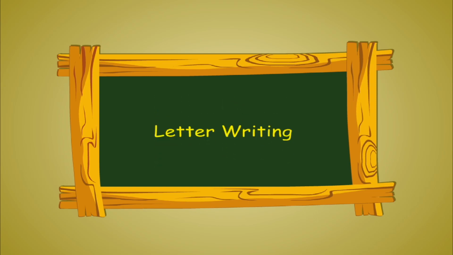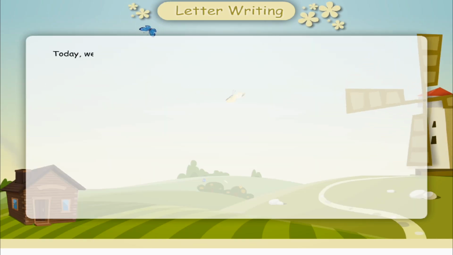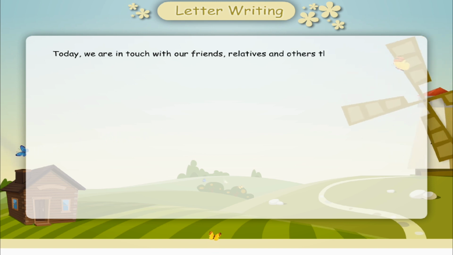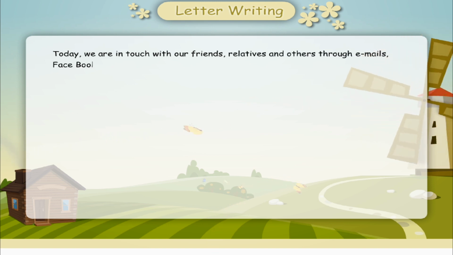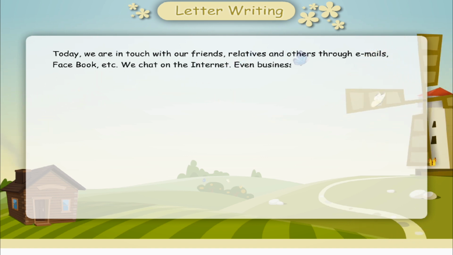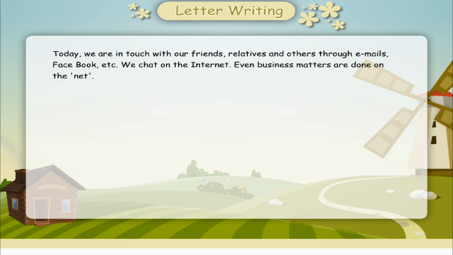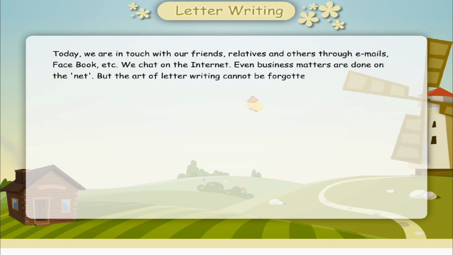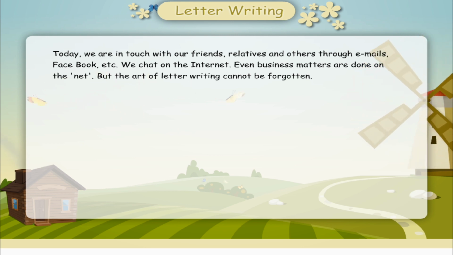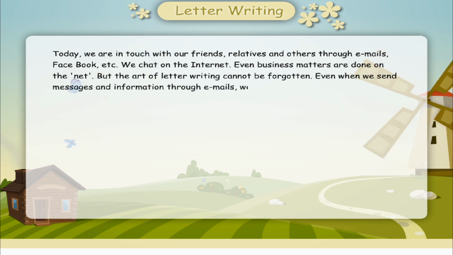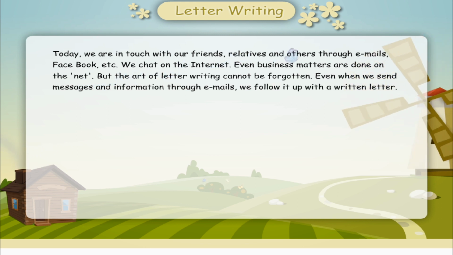Letter writing. Today, we are in touch with our friends, relatives, and others through emails, Facebook, etc. We chat on the internet. Even business matters are done on the net. But the art of letter writing cannot be forgotten. Even when we send messages and information through emails, we follow it up with a written letter.